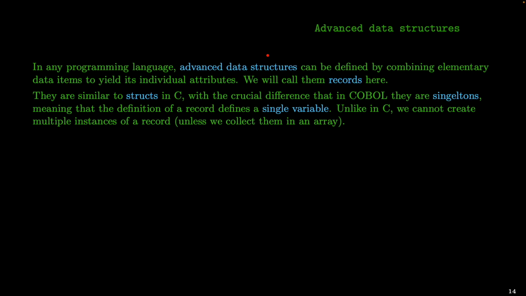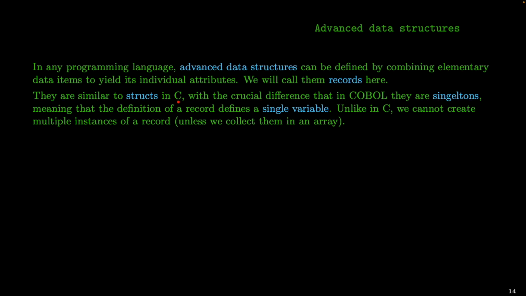Here we will call such advanced data structures records, and they are similar to structs in C, but with a crucial difference: in COBOL these structures are singletons. That means the definition of one such record defines a single variable. This is unlike C, where we could create different instances of a struct, but in COBOL we cannot create multiple instances of one and the same record unless we collect them in an array.